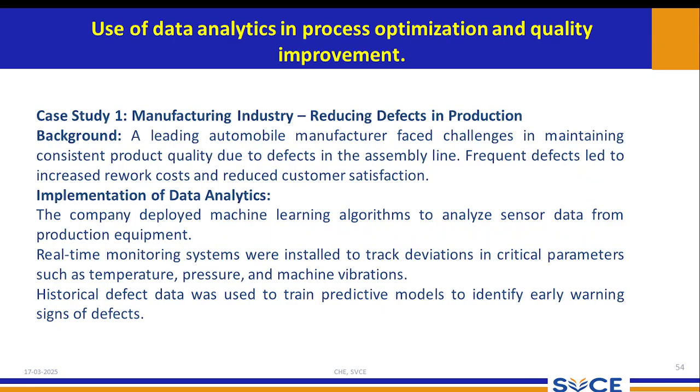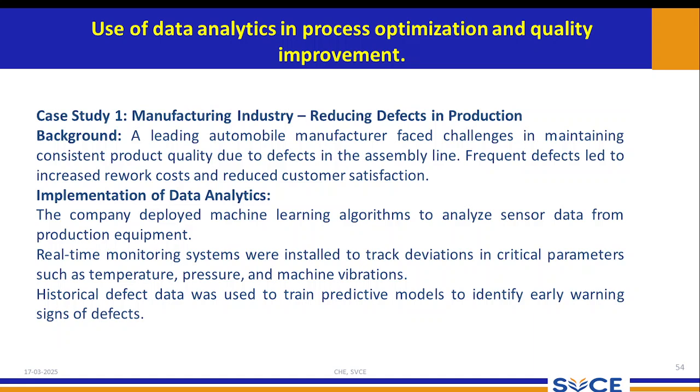So the next part we are going to see is the use of data analytics in process optimization as a case study. One of the case studies: manufacturing industry reducing defects in production. The background is that a leading automobile manufacturer faced challenges in maintaining consistent product quality due to defects in the assembly line. Frequent defects led to increased rework costs and reduced customer satisfaction.